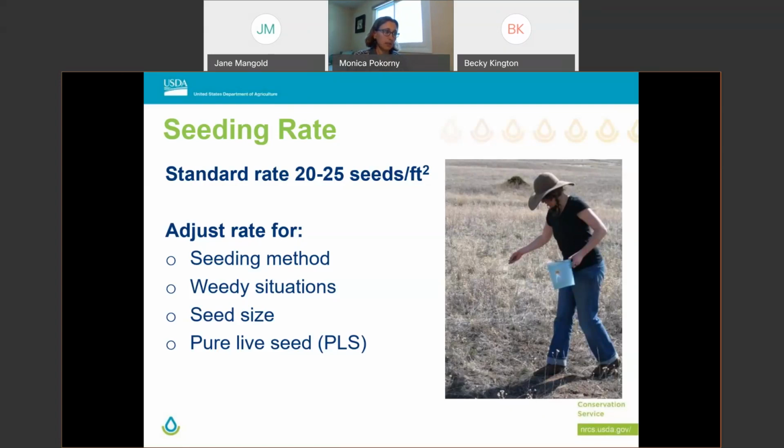It's the inert material, maybe also some of the weed contaminants that might be in there, but that's your percent purity. And then the percent germination is that you might have seeds in your mix, but not 100% of them are going to be alive. So it's going to be the percent of seeds that are going to be viable and be able to germinate. So just be aware of that term. And when you order seed, make sure you're ordering in pure live seed.